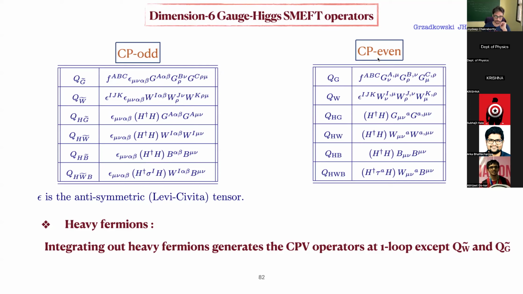And why is this information important? If you do a bottom-up approach, you treat all these operators as independent because you do not have any clue about the origin of these operators. Then, to fit some kind of CP violating data from the experiment, you only use that CP violating data and try to fit them. But that is not, in my opinion, the right thing to do, because I'll show you in a pictorial way that these cannot be generated without generating this one.